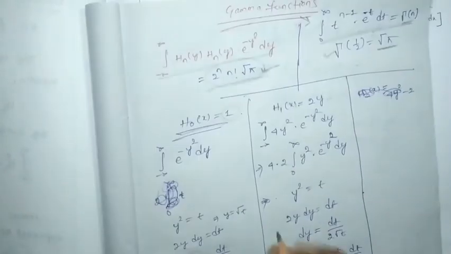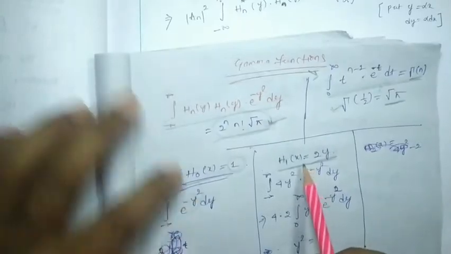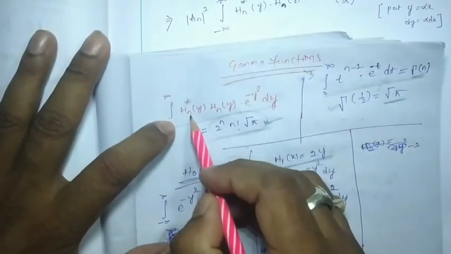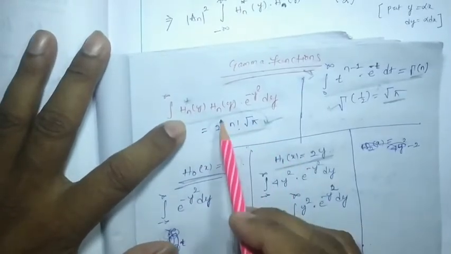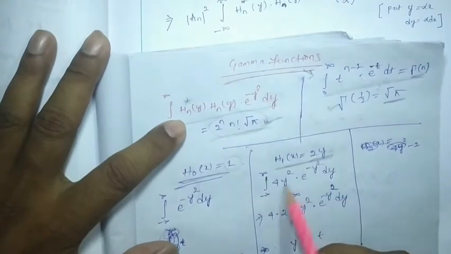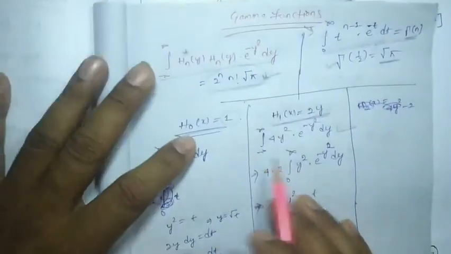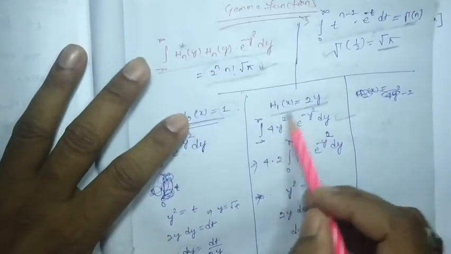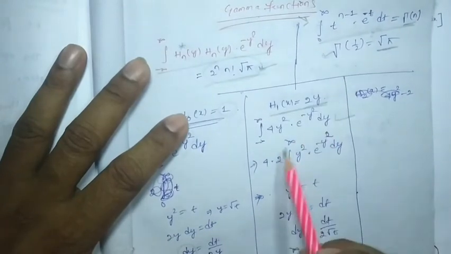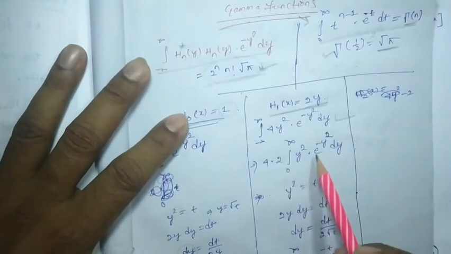Likewise, we are going to take h1x equal to 2y. So here we have hn star and hny. Hn star into hny will be how much? 2y into 2y, that is 4y square into e to the power minus y square dy. As both are even functions, y square and e to the power something, this will be 4 into 2, 0 to infinity y square e to the power minus y square dy.